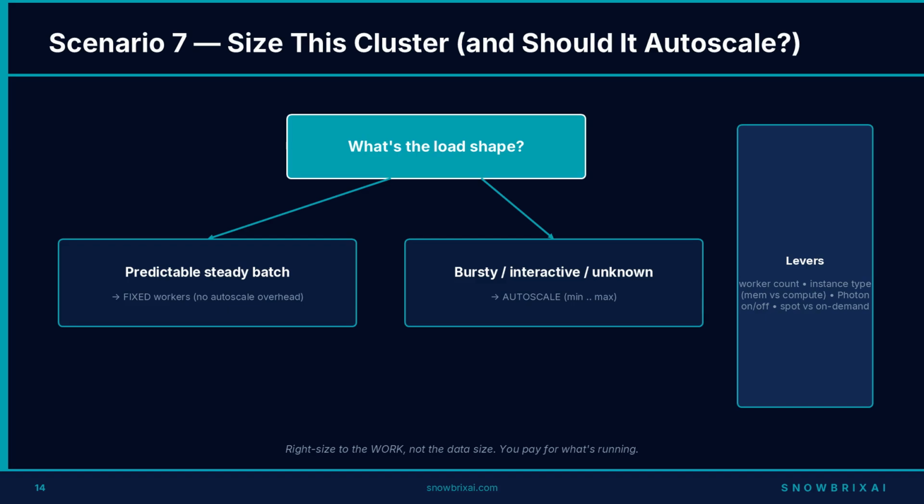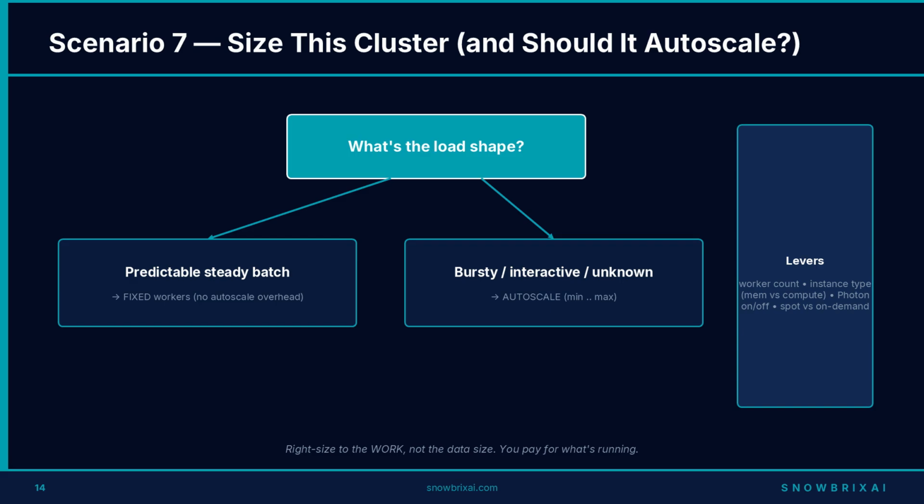Now they make it practical: size this cluster, and should it auto scale? The answer depends entirely on the shape of the load. Steady, predictable batch work wants a fixed cluster. Spiky or unknown load wants auto scaling with a min and a max number of workers. Auto scaling adds workers when tasks pile up and removes them when things go idle.